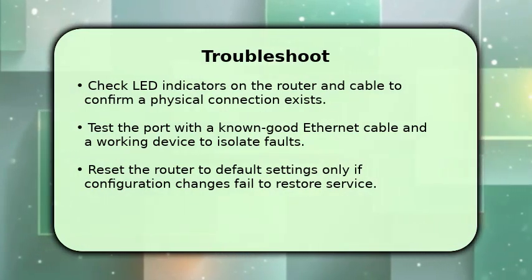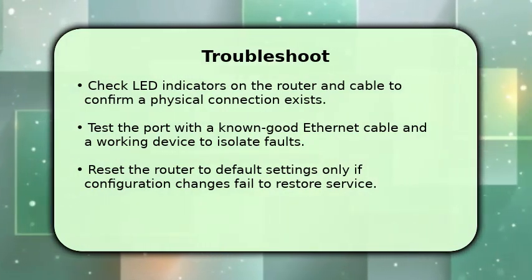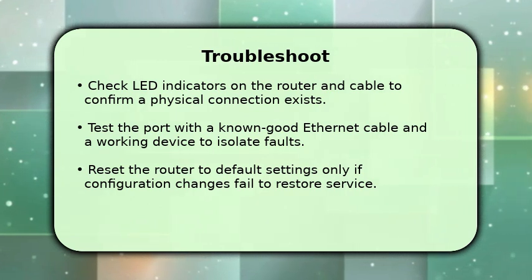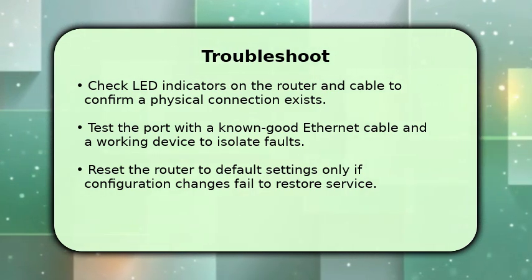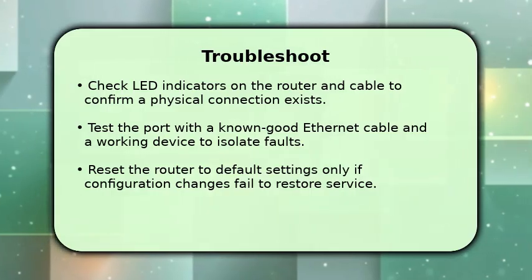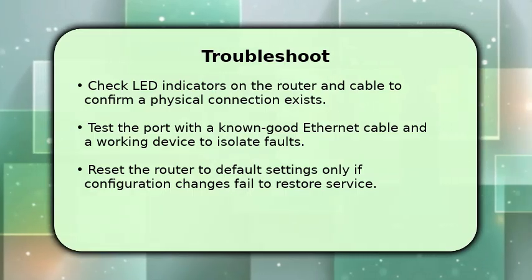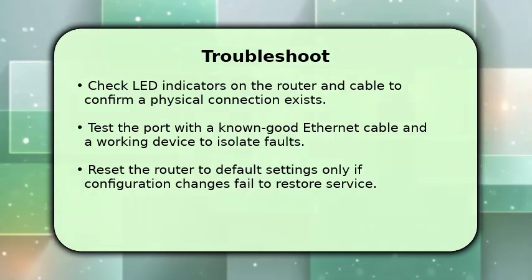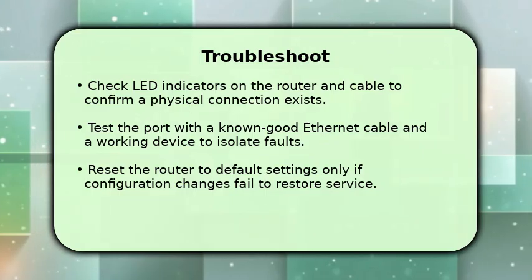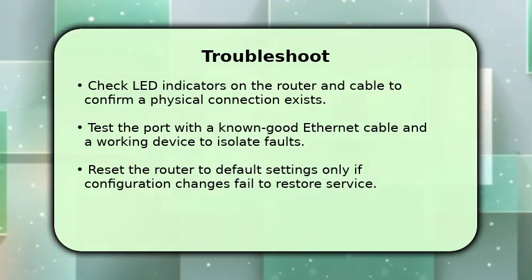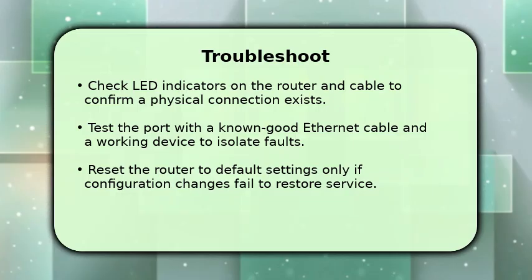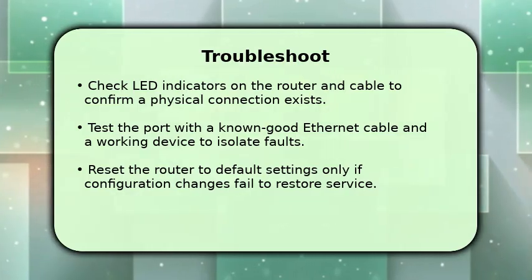If the port still fails, inspect LEDs for link lights and swap cables to rule out bad wiring. Try a different device on the same port to determine if the issue is device-specific. Review VLAN, port security, and firmware settings that might block traffic. As a last resort, back up your config, perform a factory reset, and reapply only necessary settings to restore normal operation.